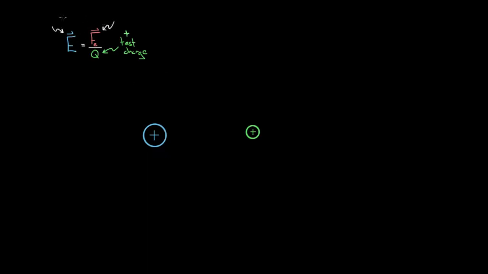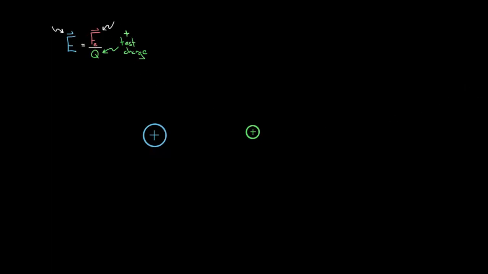Because if you know about vector equations, look at this: electric field is a vector, electric force is a vector. This electric field is just going to adopt the same direction as the electric force as long as this Q is positive. If this Q were negative, it would flip the sign of this electric force and then the E would point the opposite direction. But if we keep our test charge positive, then we know the electric field's just going to point the same direction as the electric force on that positive test charge.